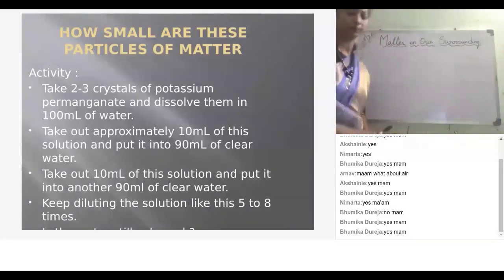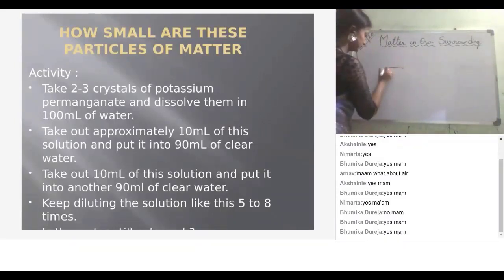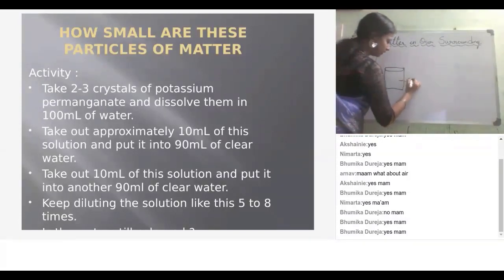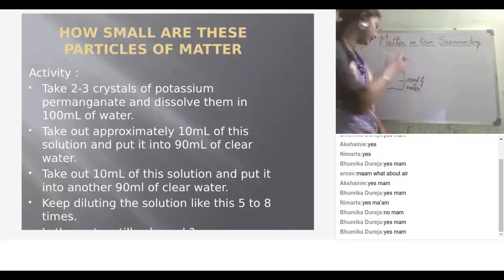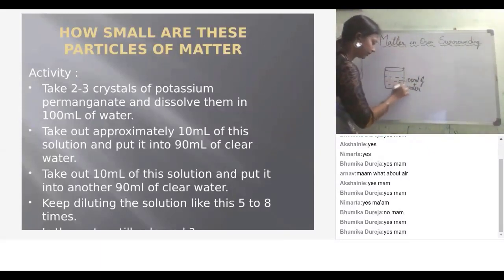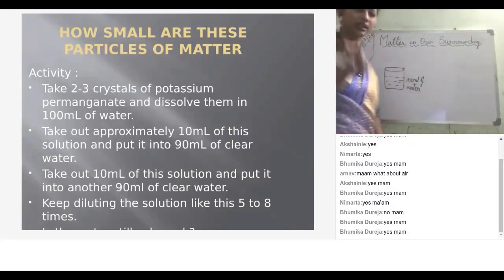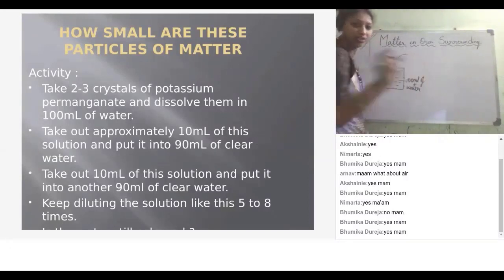We can explain this by taking evidence with the help of an activity. Take a beaker containing 100 ml of water and add 2 or 3 crystals of potassium permanganate. But 2 or 3 is a very little amount, so we'll take 1 scoop of potassium permanganate in it. What are we taking? Potassium permanganate.